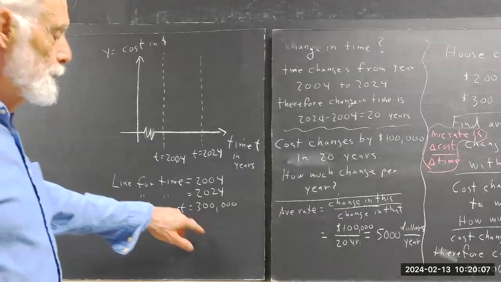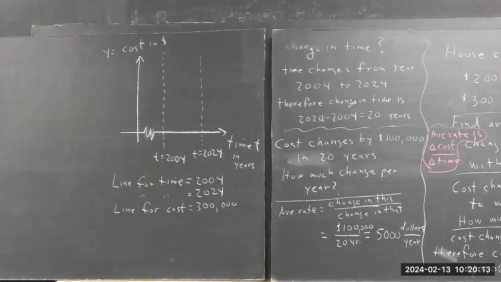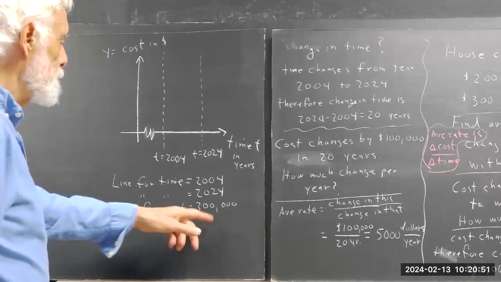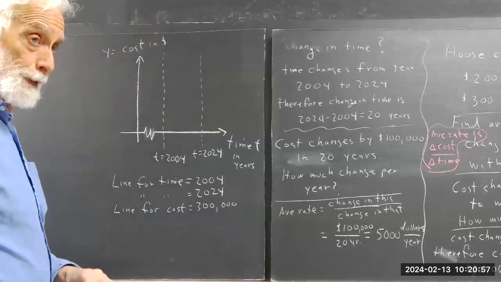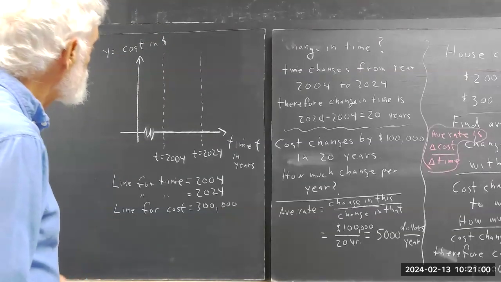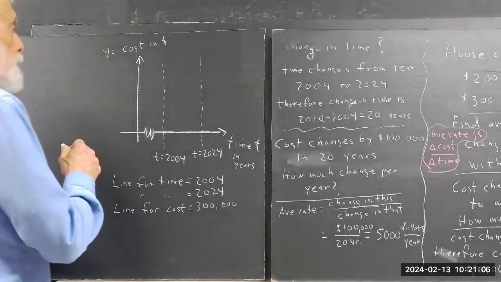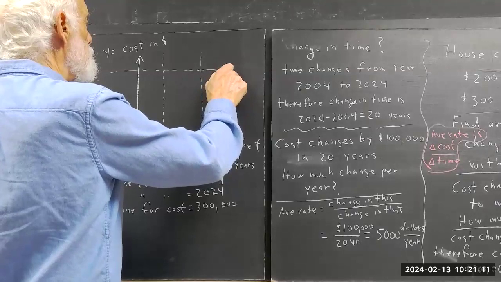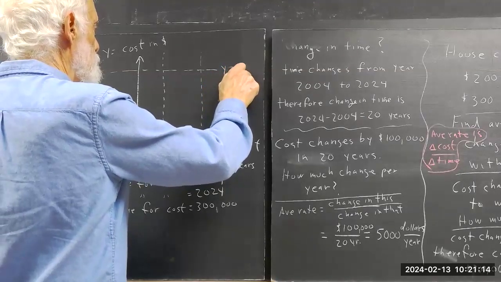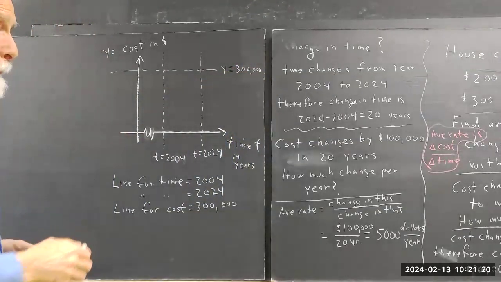A line for cost equals $300,000. Where would that line go? Okay, now, we want the cost to be 300,000. I don't have to put the dollars on it because Y is cost in dollars. There's a little ambiguity in what I just said. That's okay. So I'm going to put the line up here. Y is 300,000 right there.